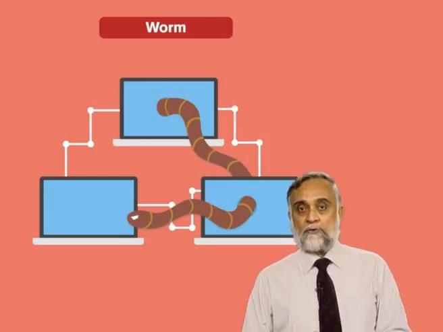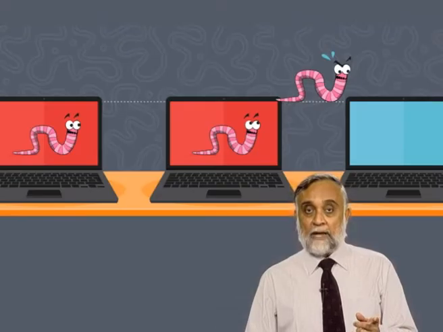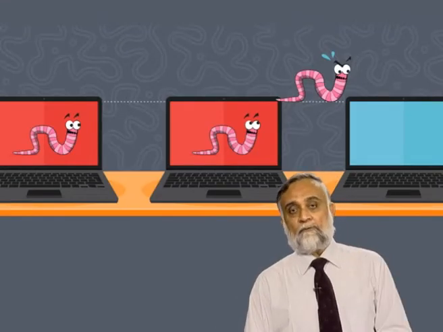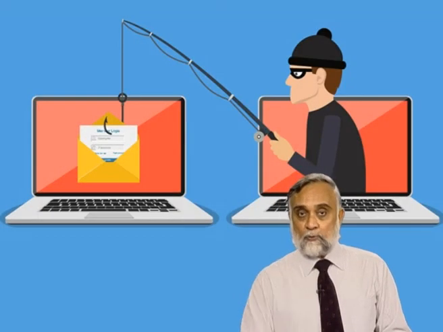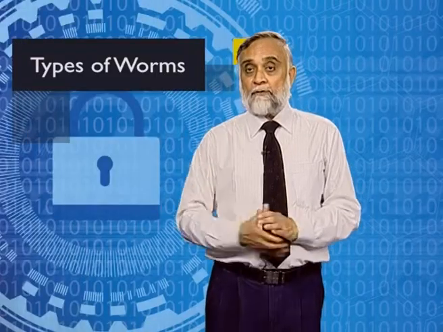Now, let us talk about worms. Worms are standalone malware that replicate themselves and also spread malicious codes from one computer to another and cause the same type of damage. They use the network to send copies of the original code to other computers, causing them harm by consuming the bandwidth or sending documents via email or different programs. The types of worms are email worms.